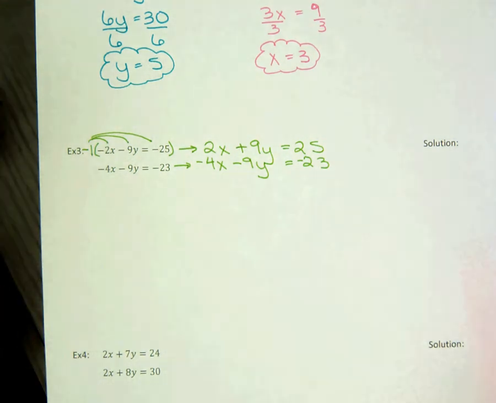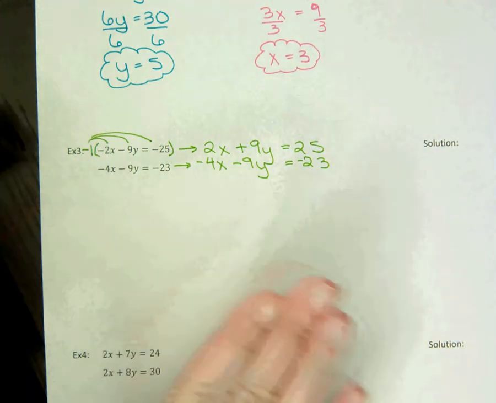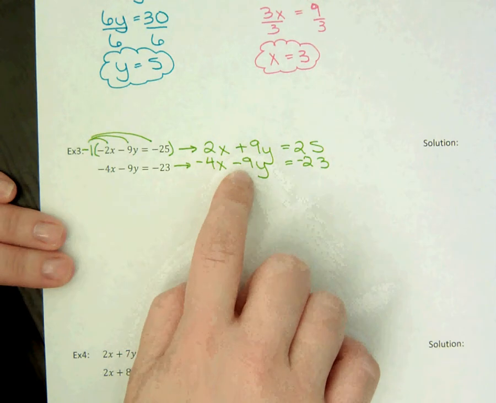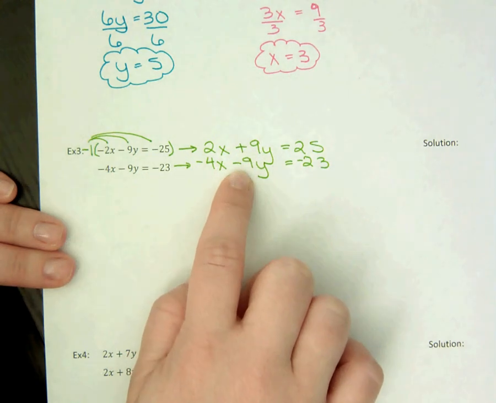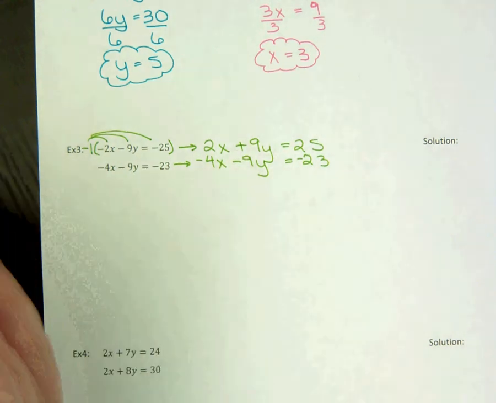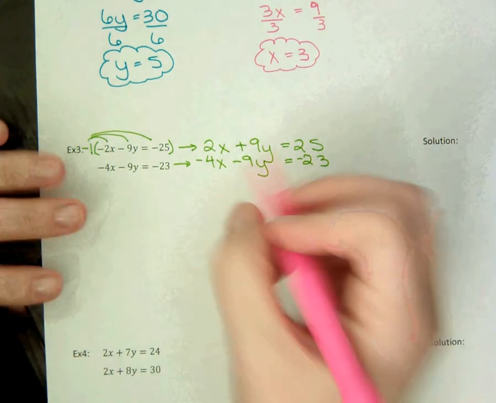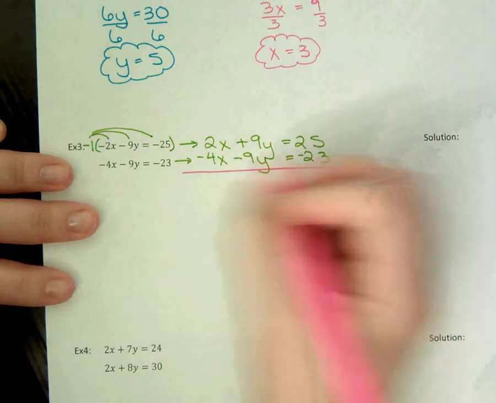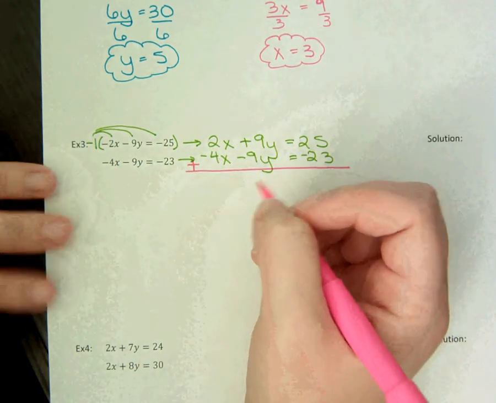So that step sometimes requires some work, and it's just up to you. Do whatever it takes to get those coefficients to have the same number but opposite signs. You can multiply by whatever you want to make that happen, kind of like when we get common denominators. It's the same idea. And we're going to add these together.